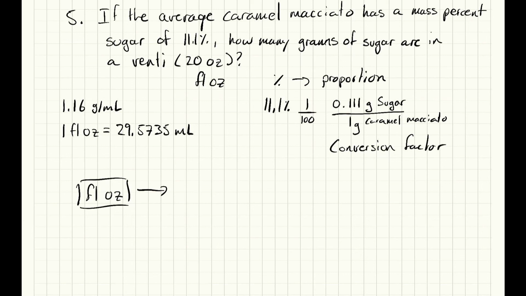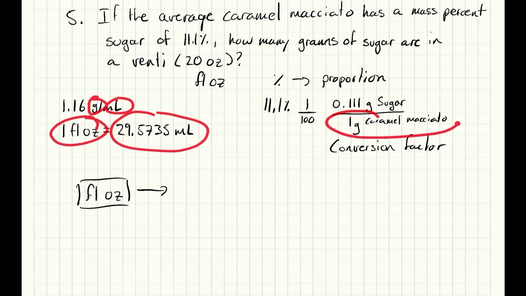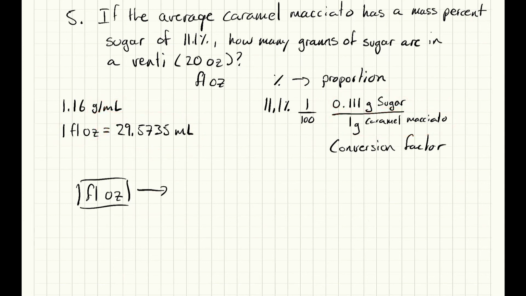This problem is actually, because of this, pretty convenient, because we can look at what we're starting with, fluid ounces, and we see that we have a conversion factor that goes from fluid ounces to milliliters. And then we can go from milliliters to grams. So this is grams of total caramel macchiato. And then we can use grams of caramel macchiato to go to grams of sugar. So we've got sort of given to us a flow through this problem step by step. And that's one of the things that I look for when I do these kinds of problems.